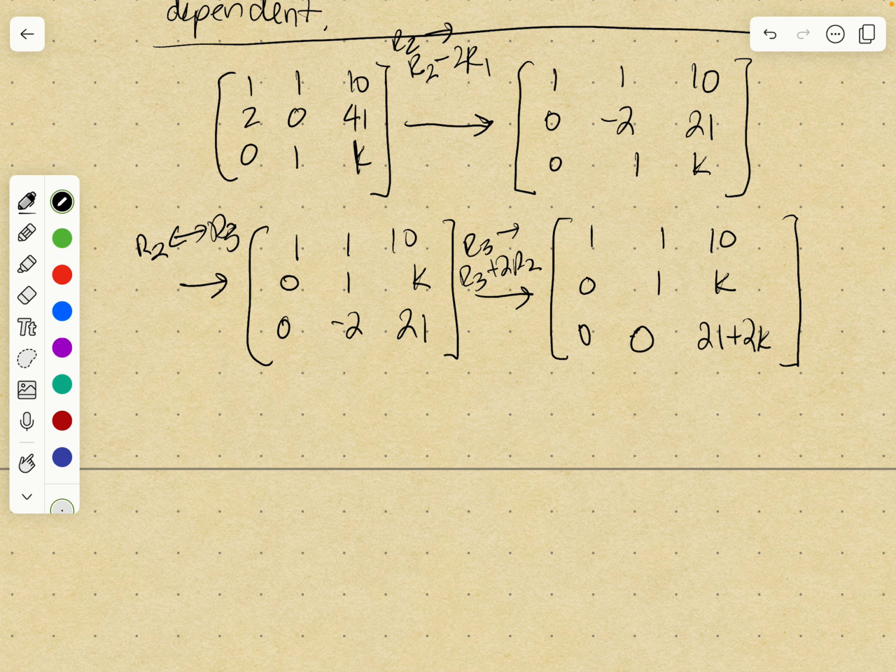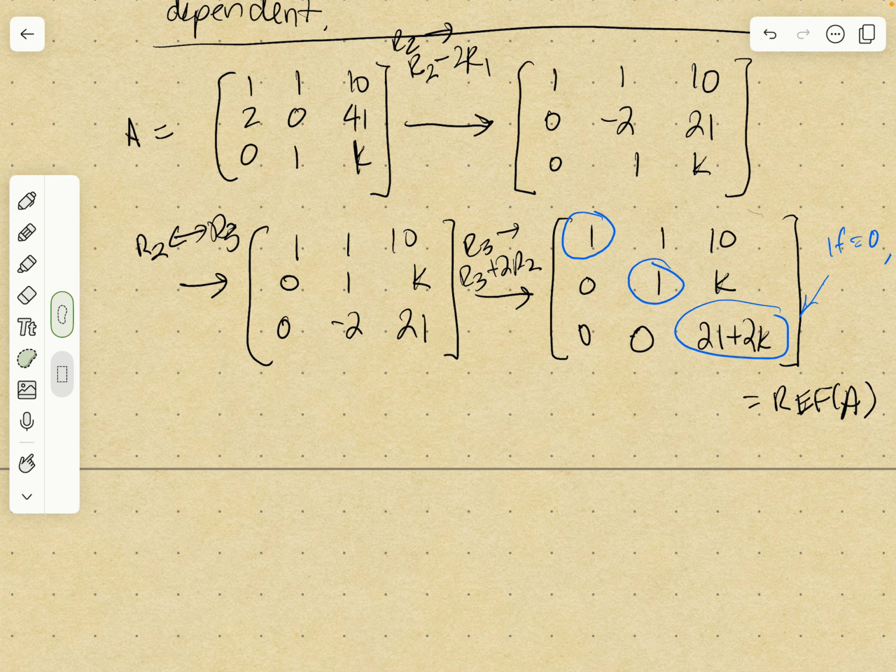Okay, so here's my A, and here's my echelon form of A. When I look at this, I see a pivot. Where are my pivots? I take the first non-zero number in the first row, that's this. I look at the second row, first non-zero number, and now this. Well, it depends, right? If this 21 plus 2k is 0, then I do not have a pivot in this third row. I mean, this third column will not have a pivot.